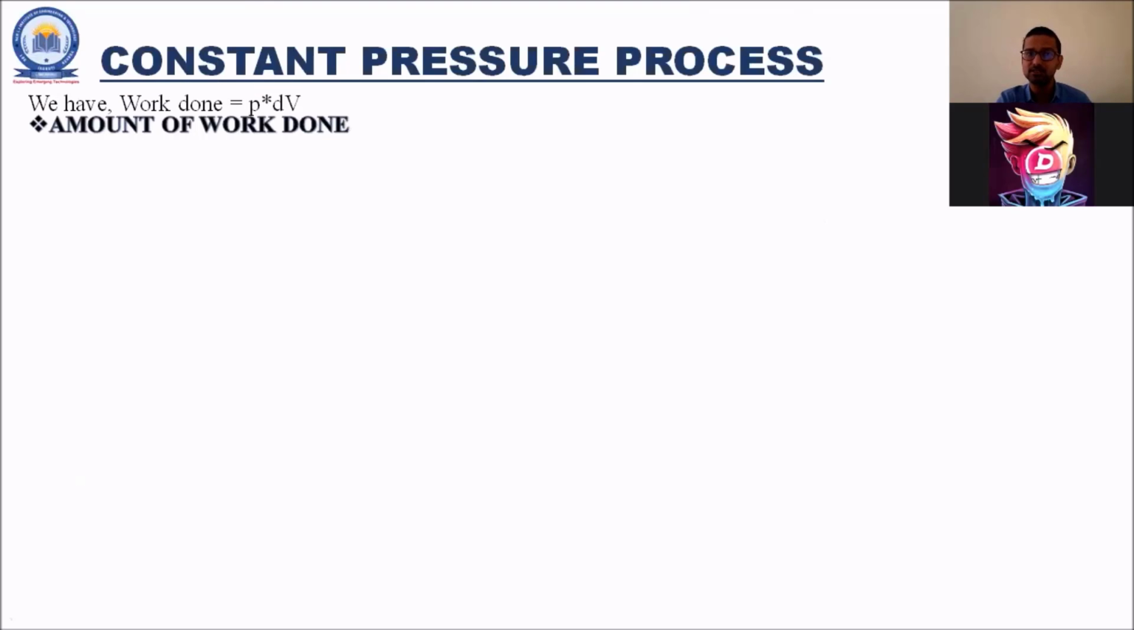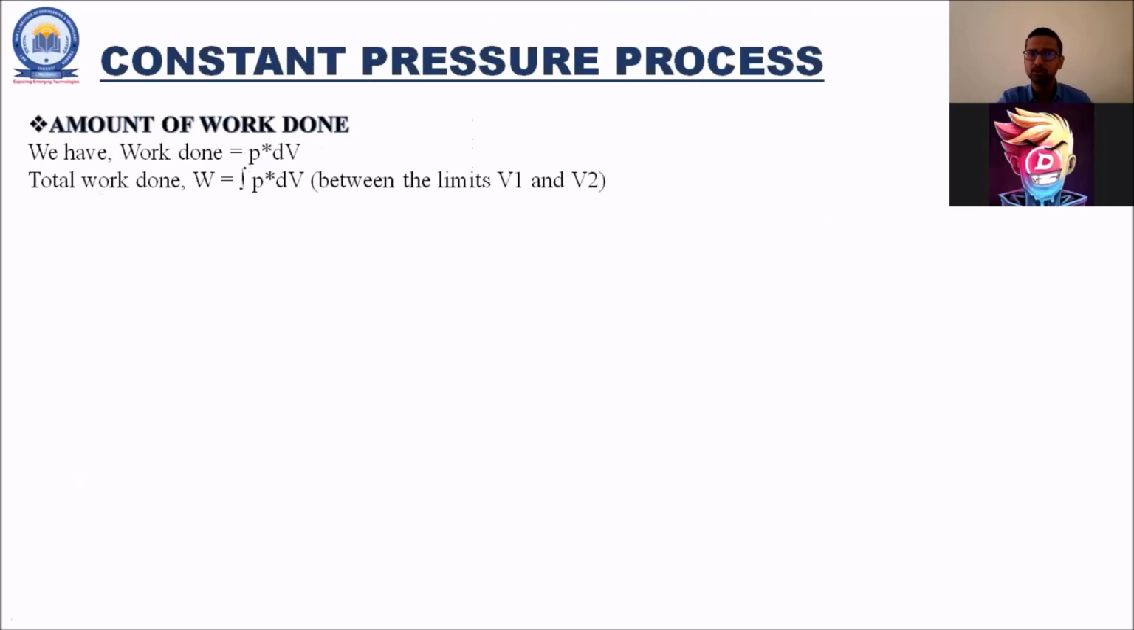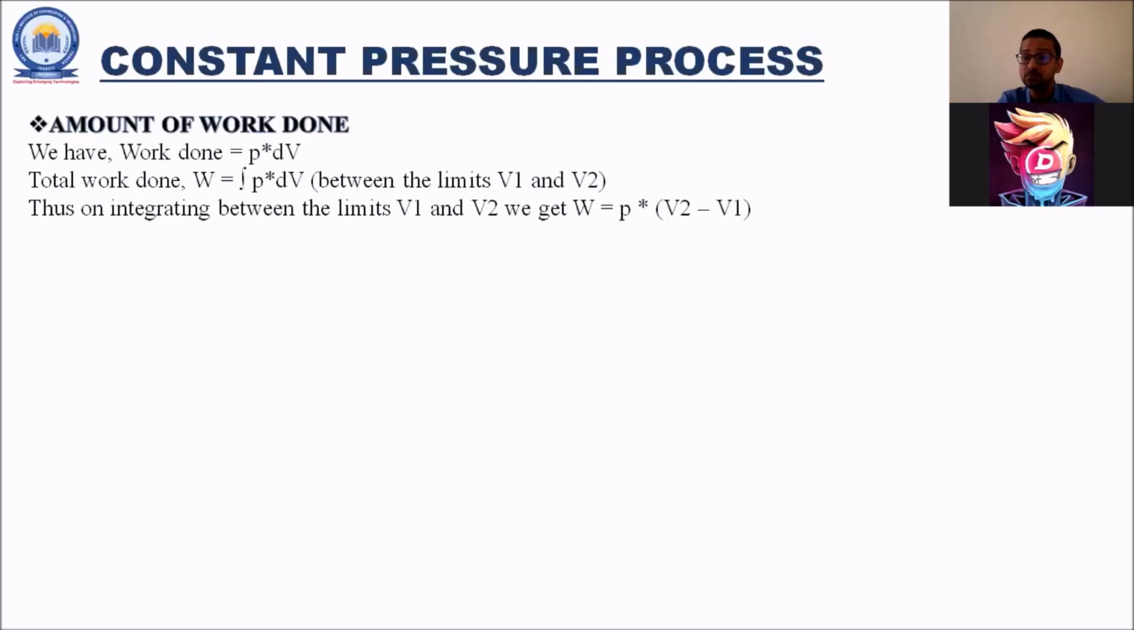The amount of work done, the same equation we are going to use, that is work done is equal to PdV. Total work done, W, is equal to the integration of PdV between the limits V1 to V2. Taking P as the constant term and integrating between the limits, we get W is equal to P(V2 minus V1). Remember friends, in this case the work done is not 0 because we are getting the area of the diagram, so we will be getting some answer for the work done. So the work done is W is equal to P(V2 minus V1).